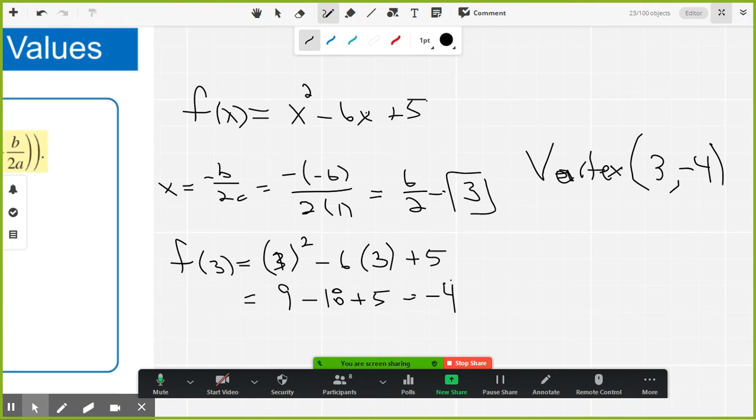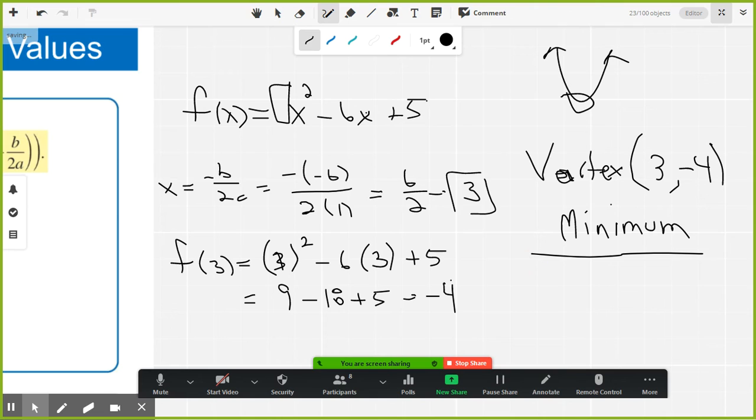Now, how do I know if that's a minimum or a maximum? Well, the a value is positive, which means this is a parabola that opens up, which means that is a minimum. So this is a minimum value. All right. And that's all we're going to do on that.